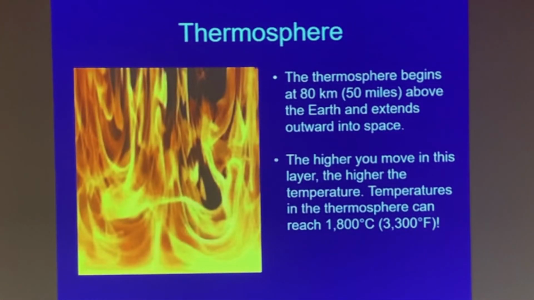Thermosphere. The thermosphere begins at 80 kilometers above the Earth and extends outward into space. Now, the higher you move in the layer, the higher the temperature. The temperature range in the thermosphere could be up to 1,800 degrees Celsius. That's hot. That's 3,300 degrees Fahrenheit. That is hot.